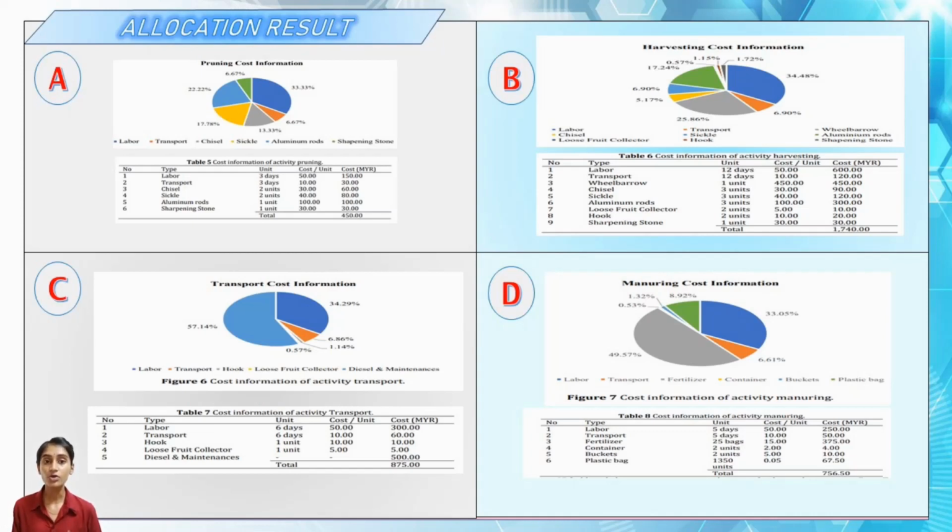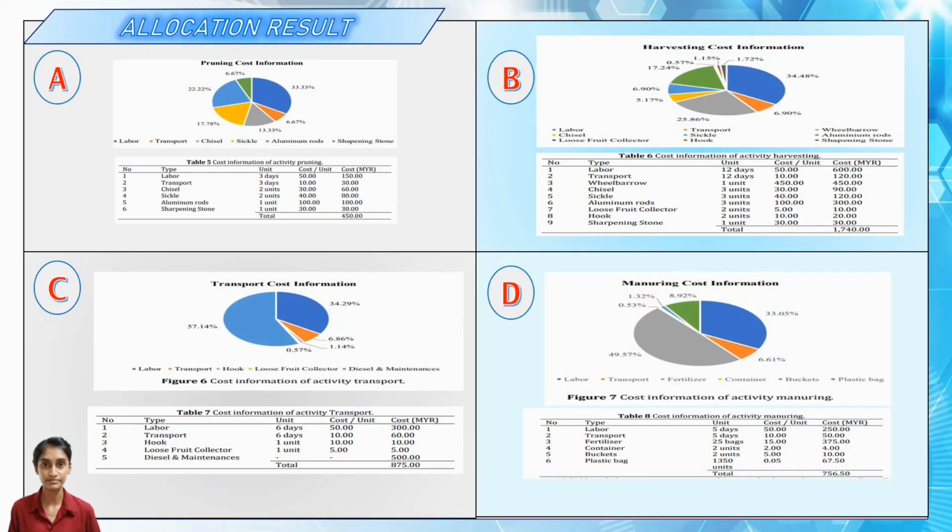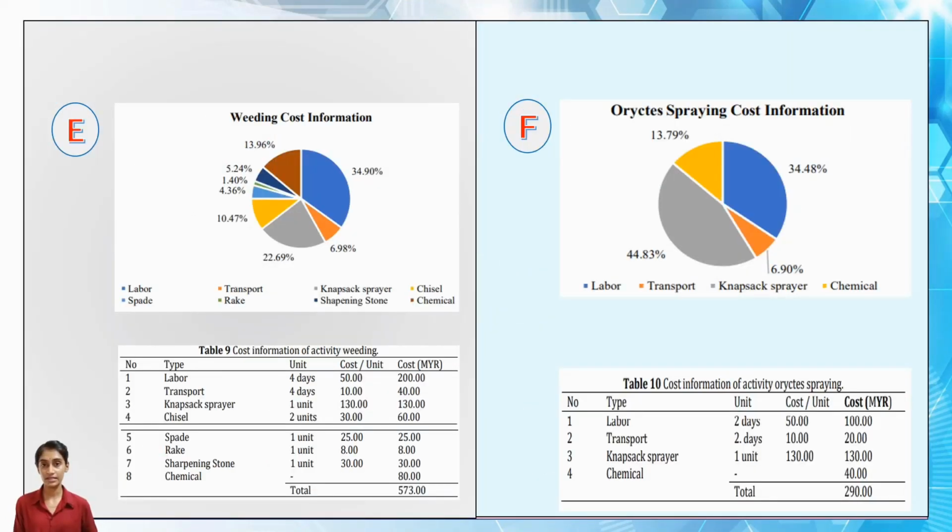By identifying the cost consuming activities and resources, the diesel and maintenance cost is the maximum cost among others. Next is activity D, where the detailed cost information of the activity manuring is presented in Table 8. From Table 8, it shows that fertilizer cost is the topmost cost among others, with 49.5% of expenses being utilized for the fertilizer.